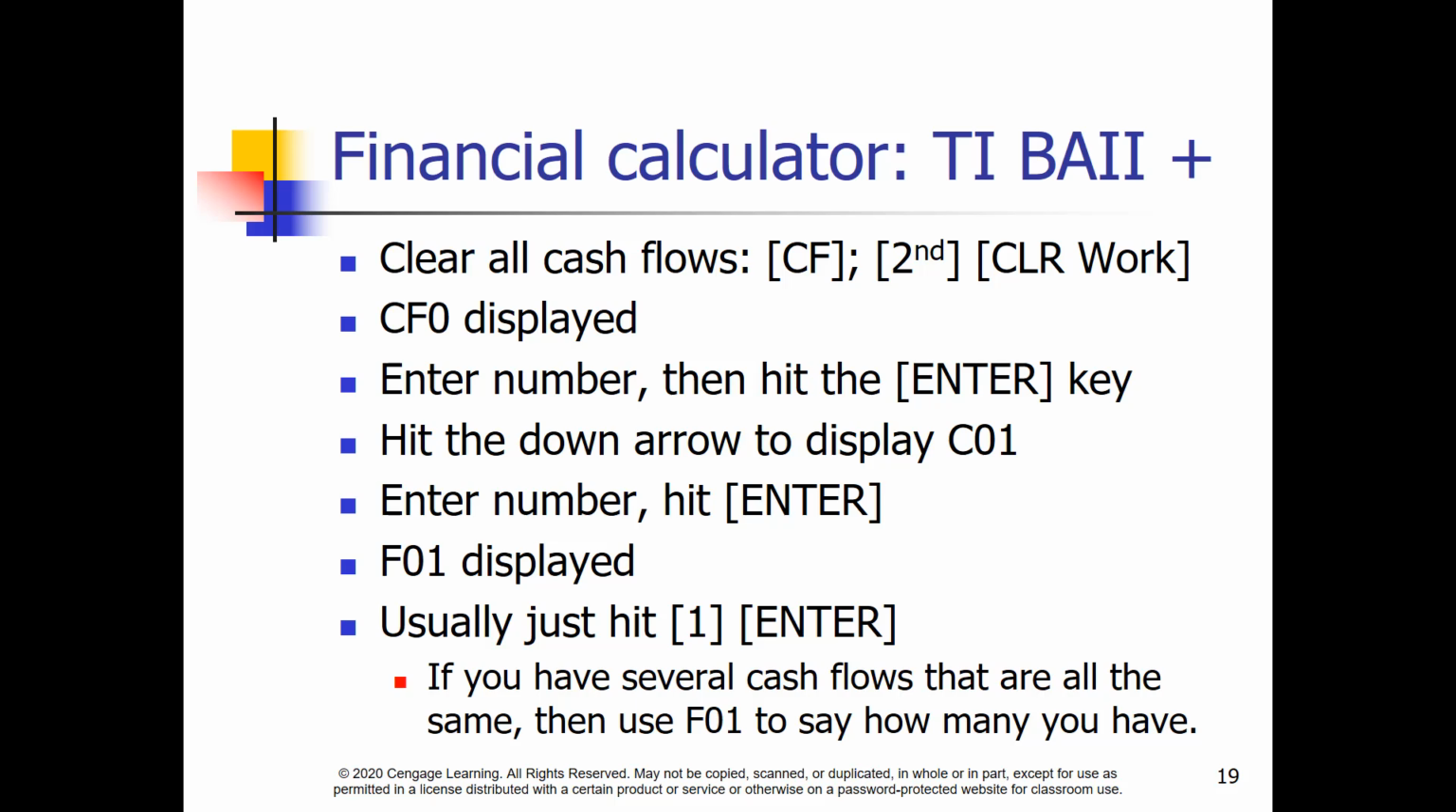Think of the worksheet as a column of values. You can use the up and down arrows to review your entries if needed. Once you enter CF0, you'll be successively presented with C01, 02, and F01, 02, etc., which allows you to enter the frequency when several sequential cash flows are the same amount.